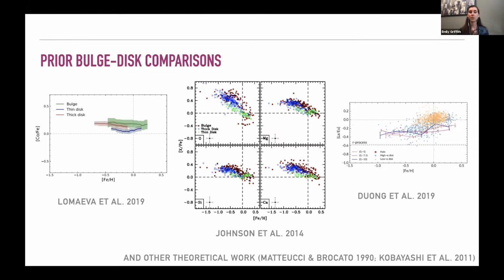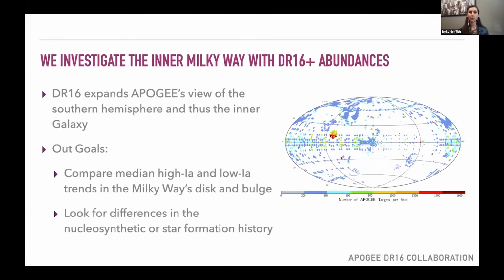It is also hard because most of the prior works have had fewer numbers of stars. They're usually in the hundreds. But with APOGEE DR16, we're able to do this with a much larger sample of stars. DR16 expands APOGEE to the southern hemisphere, so it has great access to the inner galaxy.